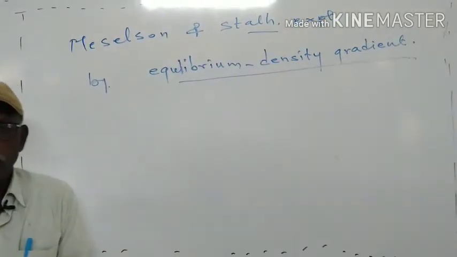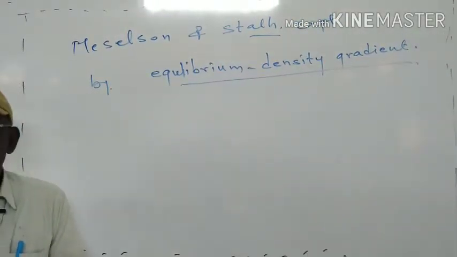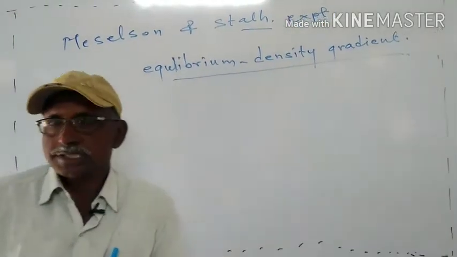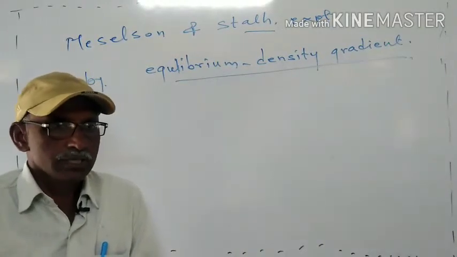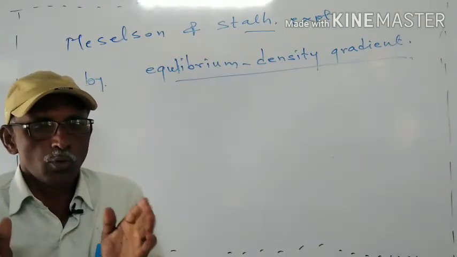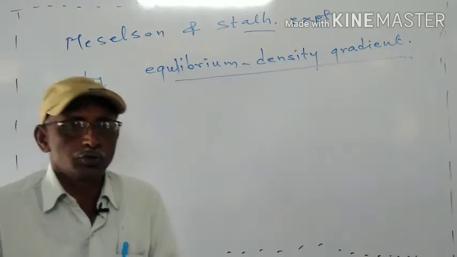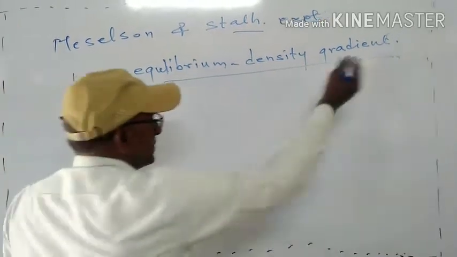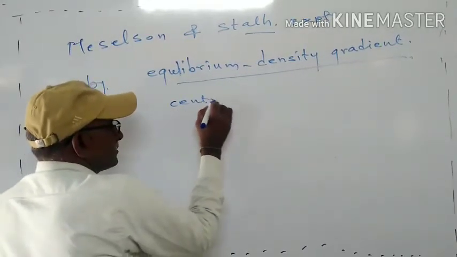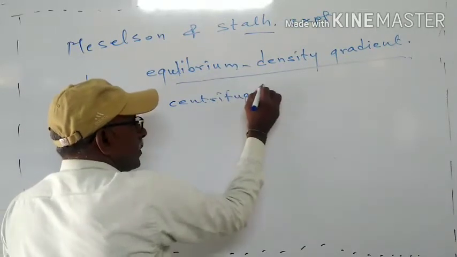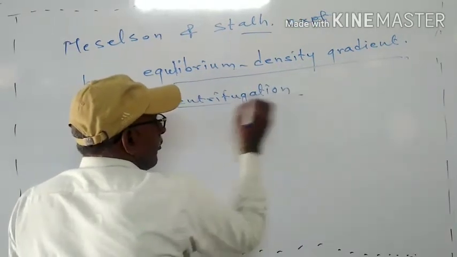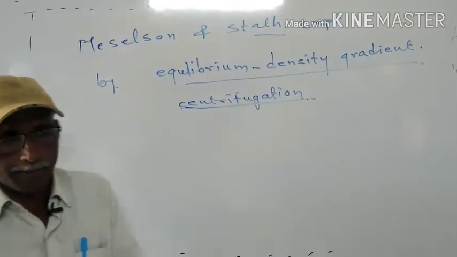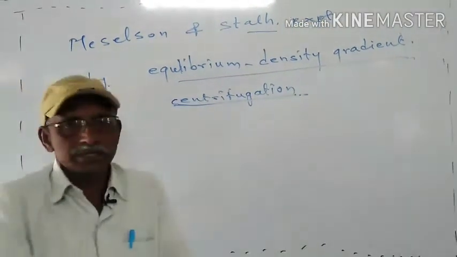You know equilibrium, what is equilibrium? Density gradient. If you see what happens in this experiment, they use cesium chloride. A 6 molar cesium chloride solution was used for obtaining the equilibrium density gradient. In this method, for getting the density gradient band, they use the centrifugation method.